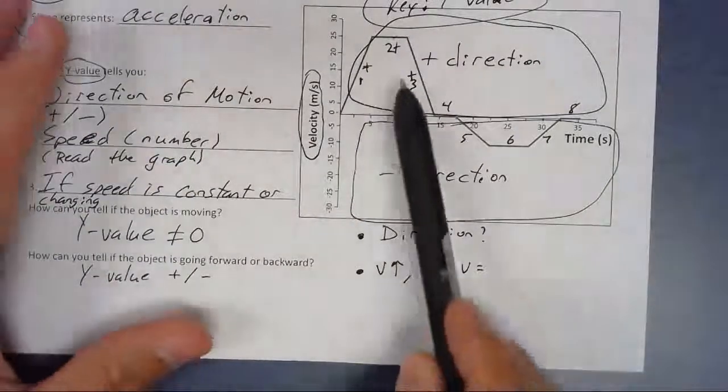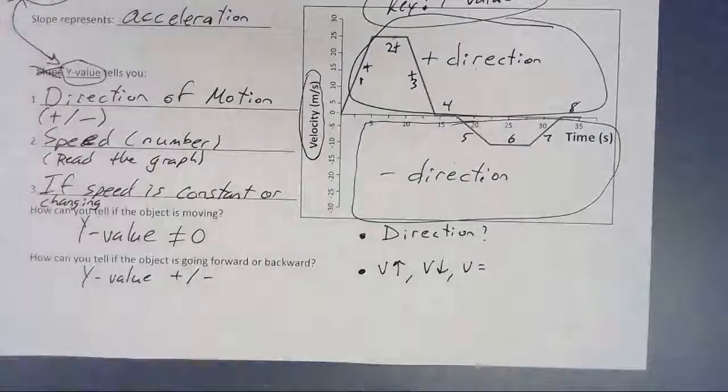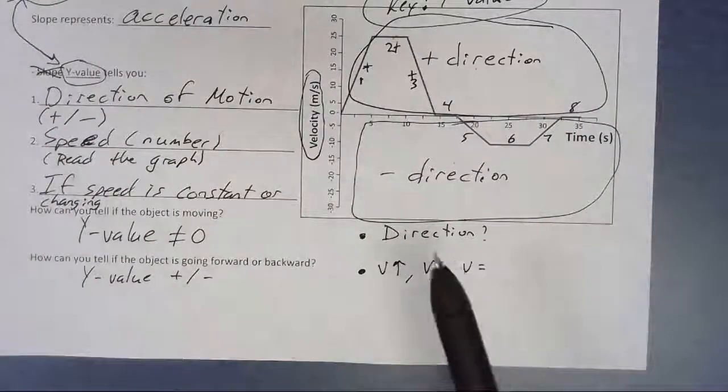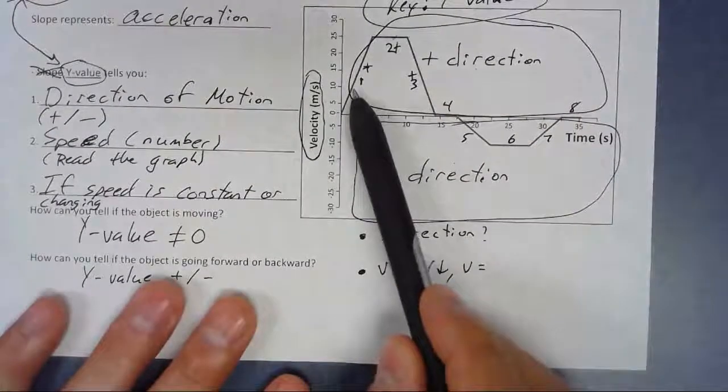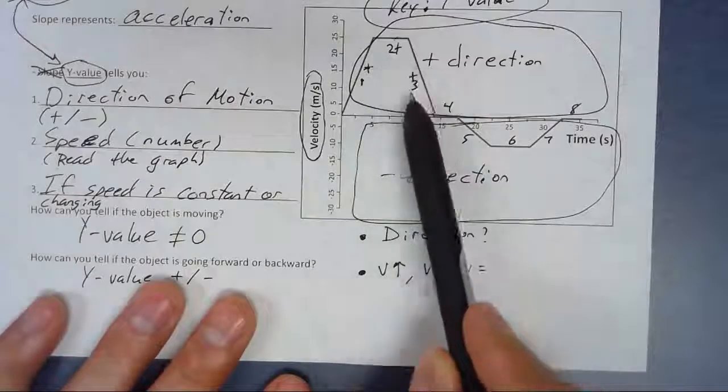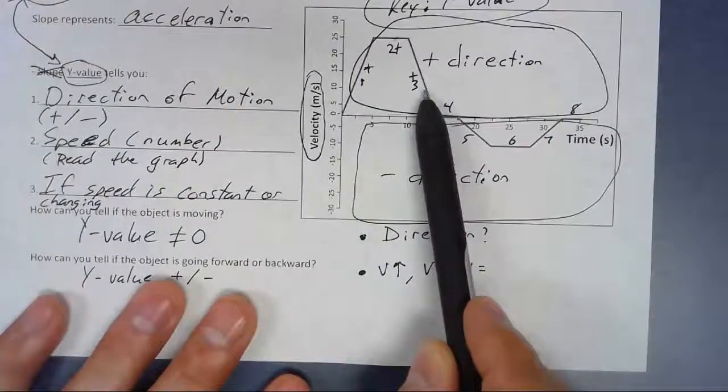So on the first three, it's positive direction the entire time. It doesn't change direction. Everything is above the x-axis. But here it's speeding up. Now it has a constant speed. And now it's slowing down.